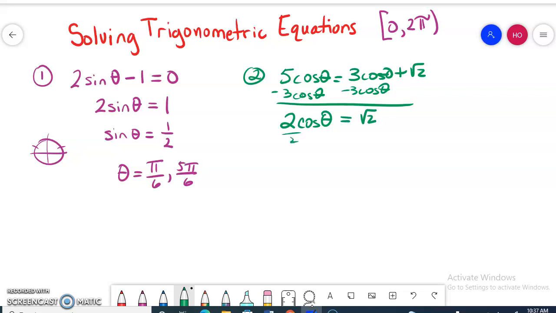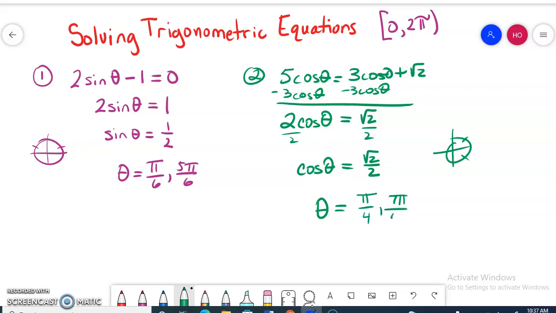Now I'm going to divide both sides by 2, so I have cosine theta equals square root of 2 over 2. So cosine is positive in quadrants 1 and 4. It's going to be our pi over 4s. So pi over 4 and 7 pi over 4. Okay, so those are the kind which are basic solving.